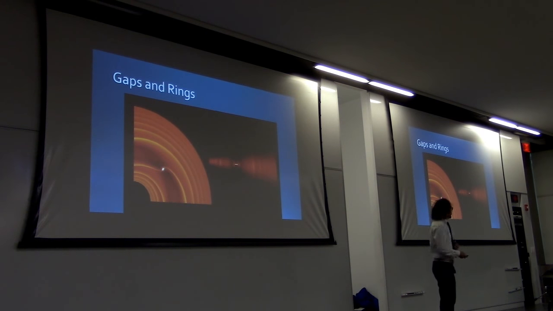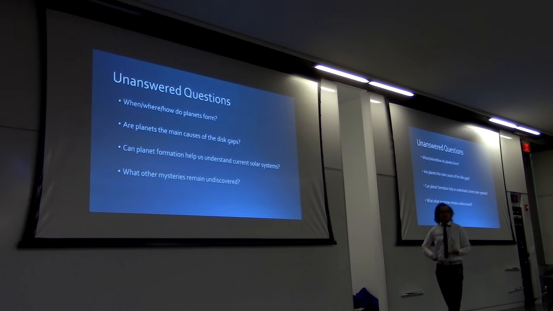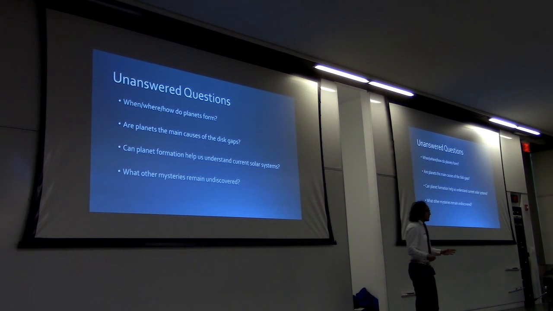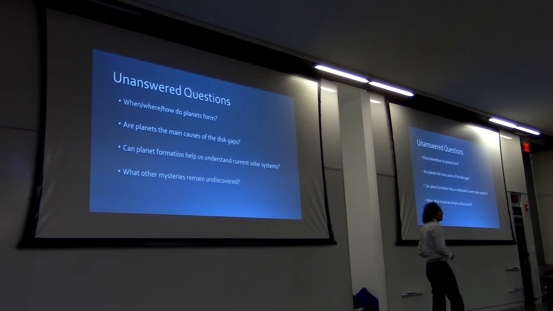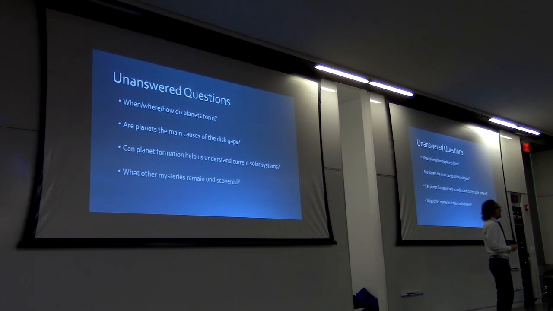Now, gaps and rings are just one of the many questions that we have about this formation of solar systems. There are lots of other questions, including exactly how planets form, and how we can tie this to the observations of mature solar systems that we see today. And of course, as always, there are lots of potential unanswered mysteries out there.